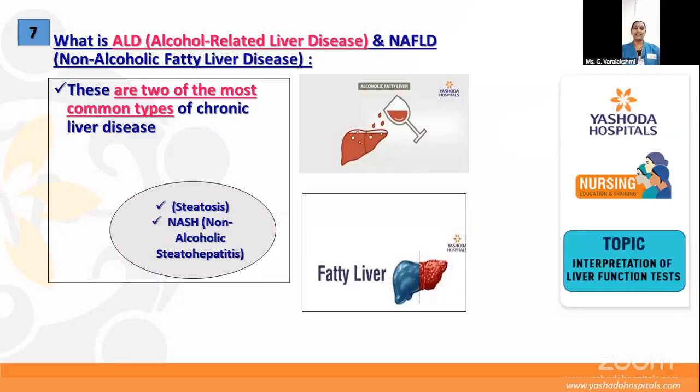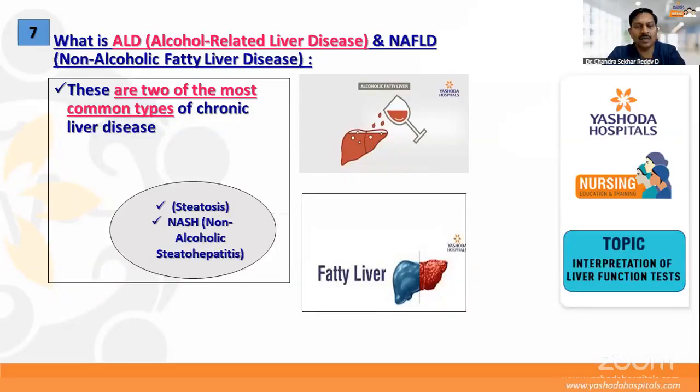Such nice information to us. So, two most common chronic liver diseases are there. How can we rule them out as a nurse?